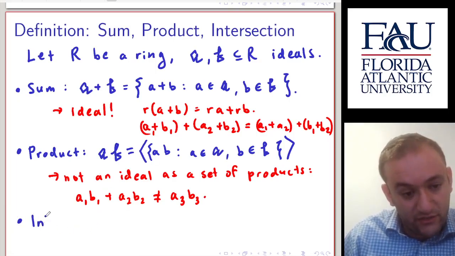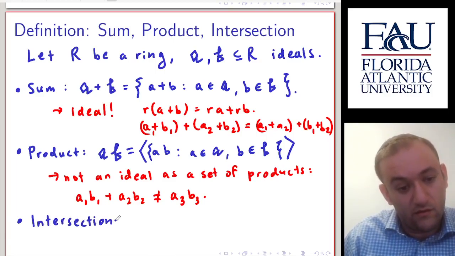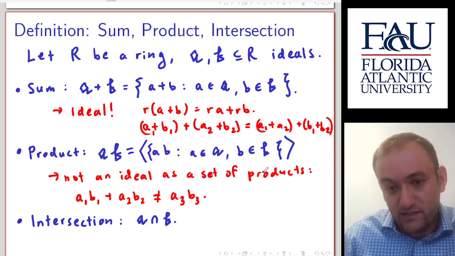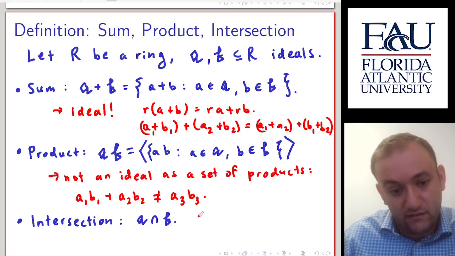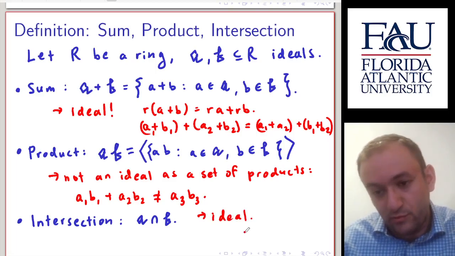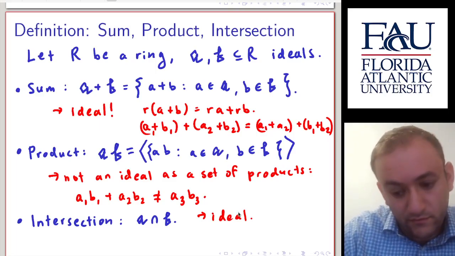And finally, we have the intersection. Okay, and this is just the set theoretic intersection. And you can see for yourself that this is an ideal. Right, intersection of subgroups is a subgroup. Scaling by R stays in A and also stays in B. Okay.